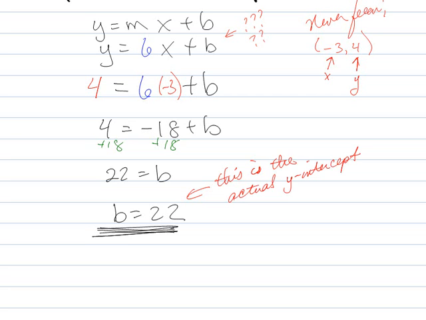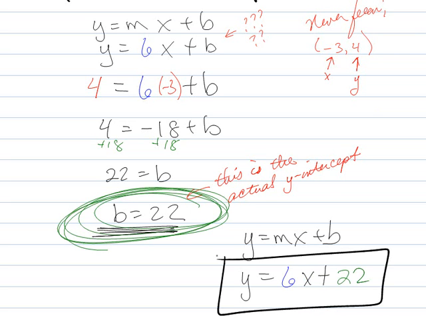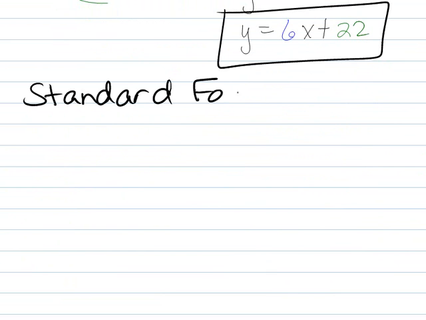So now we can solve this. We're going to go back to our general form. So we've got y equals m, our slope, which is still 6, times x plus b, which is 22. And believe it or not, that's going to be our answer to this problem. All right. Last part is to do this in standard form, or general form, I guess I should call it. General form.